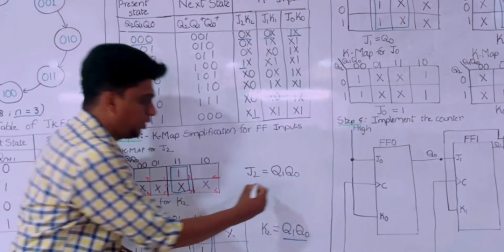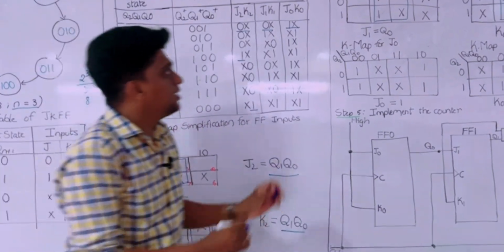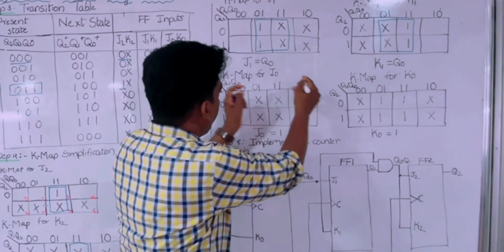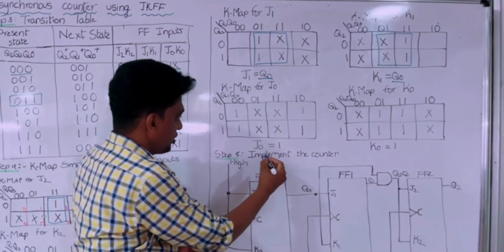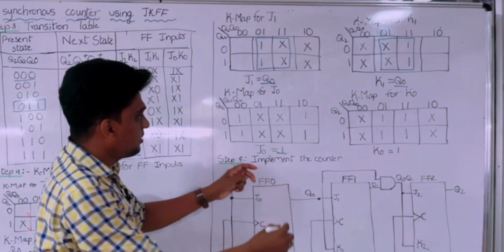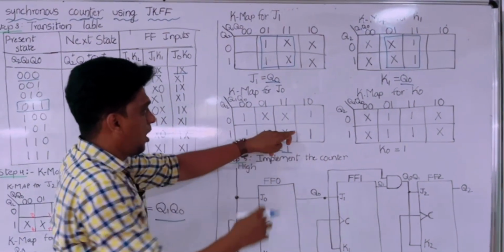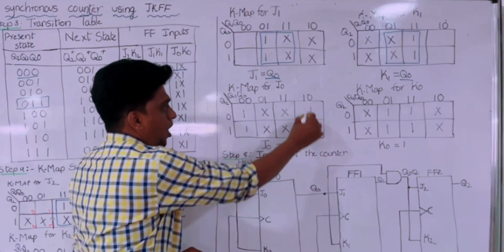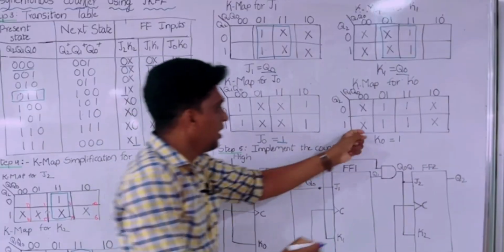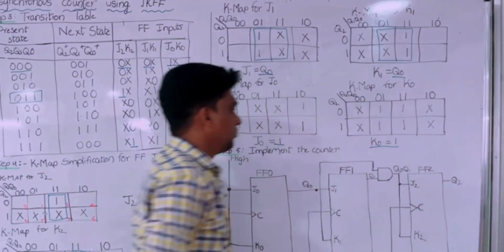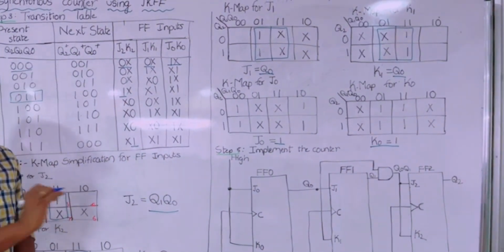So for J2 it is Q1 Q0, and similarly for J1 K1, J1 is Q0, K1 is Q0, then J0 is 1. How is it 1? Here all the values are 1, so we can group all the cells. When we group all the cells, the value is 1. Here K0 is equal to 1. So this is the simplification with the help of the K-map.